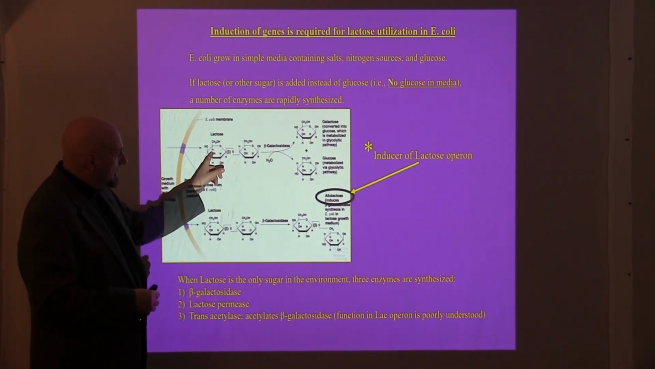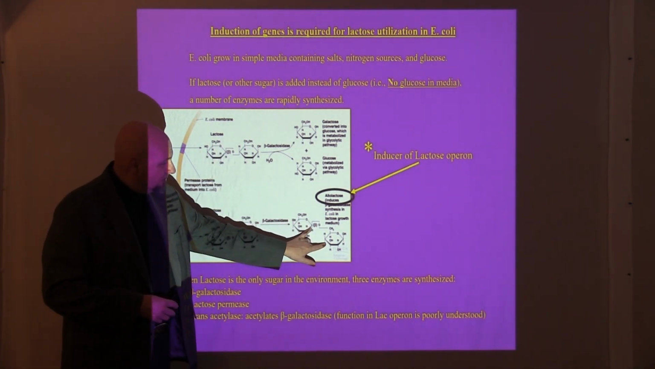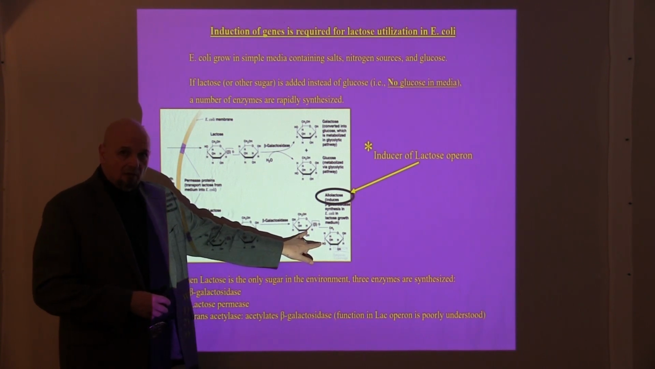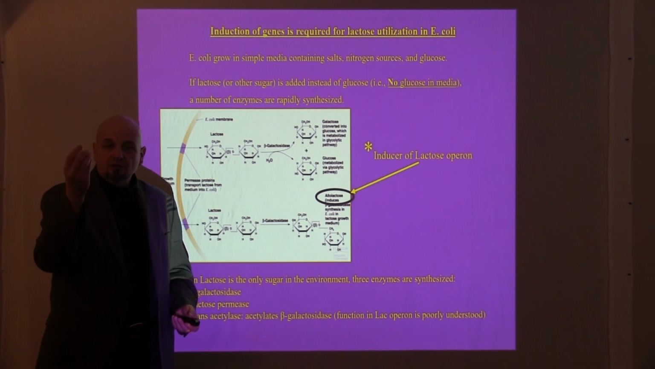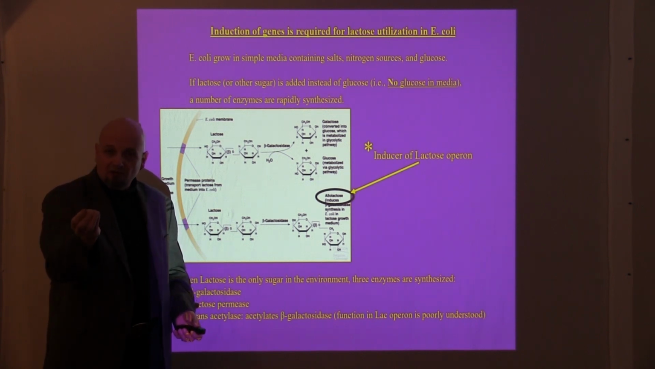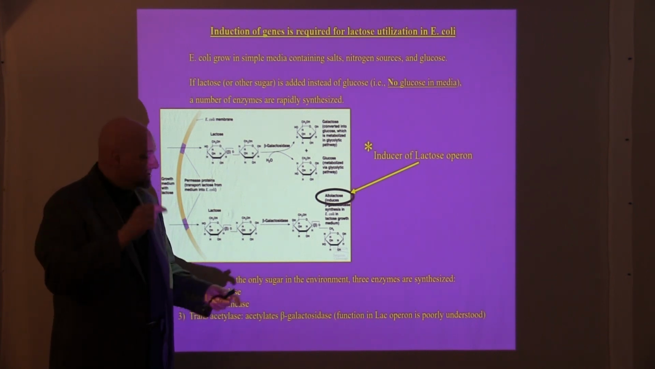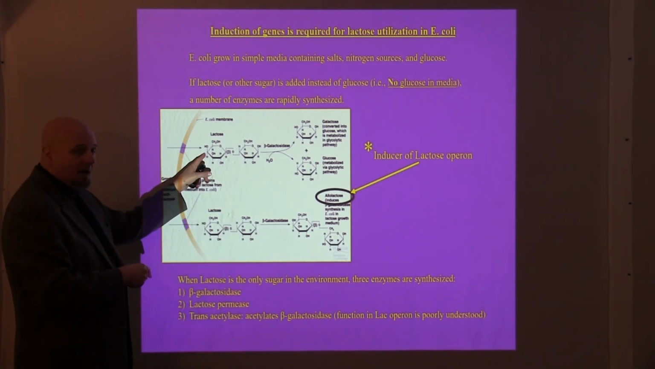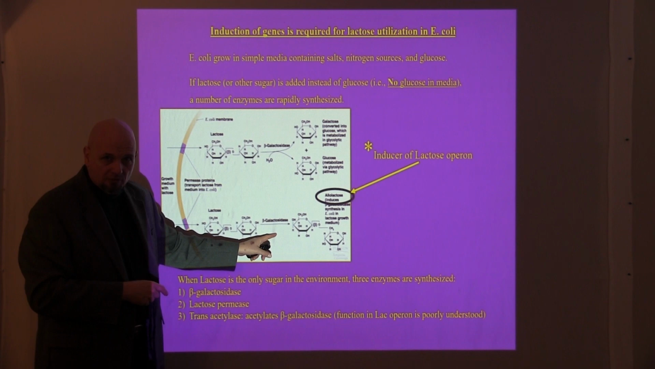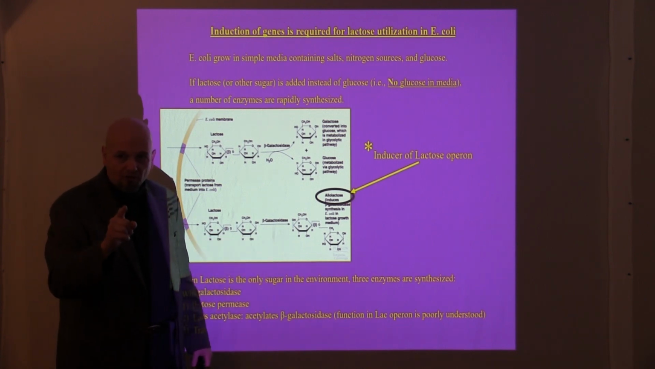So what happens is lactose is converted into another disaccharide called allolactose. And guess what? Allolactose is part of the effector molecule class, and it's going to be the inducer. Allolactose is an inducer, not lactose. Allolactose is the inducer. Very important that you remember that.